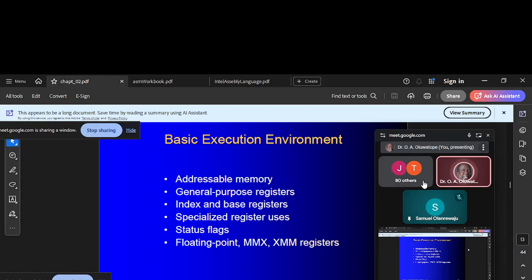Now, base registers are also very useful in addressing the memory. We're going to see that much later. Then we have a set of registers that are known as specialized registers. They are dedicated to specialized activities. Then we also have some registers known as status flags. These registers present the current situation.